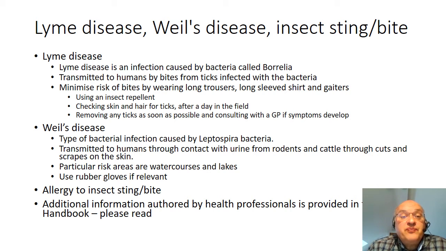Weil's disease is also a type of bacterial infection. It is transmitted to humans through contact with urine from rodents and cattle, through cuts and scrapes on the skin. Its particularly risky areas are watercourses and lakes. So if you're putting your hand in to take water samples, for example, or for other reasons, you're better using rubber gloves and protecting yourself that way.